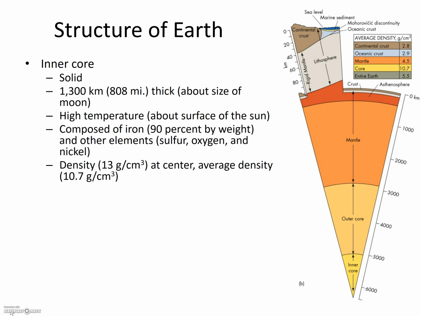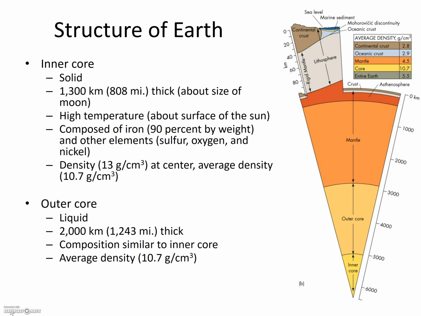The density varies from about 13 grams per cubic centimeter at the core, but with an average of about 10.7 grams per cubic centimeter. The outer core is liquid and thicker than the inner core, but the composition and density are very similar.